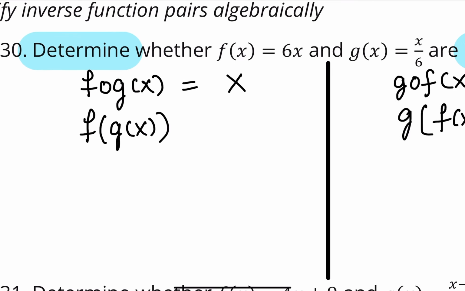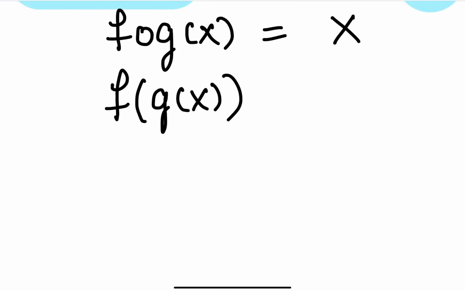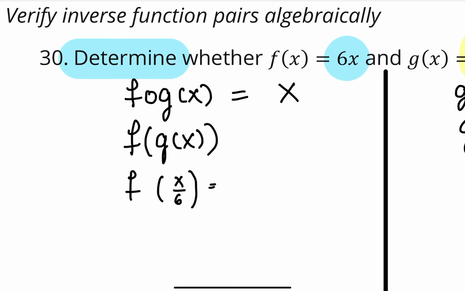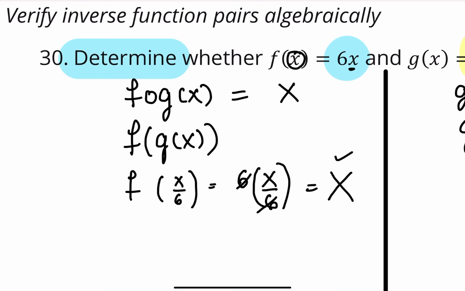So my function f of x is 6x, and my function g of x is x over 6. So the first composition is f of g of x. That means f, what is my function g of x? X over 6. Now I'm going to plug x over 6 into the function f. What is my function f? 6, but instead of x, what do I plug in? X over 6. The 6 gets cancelled. What do I end up with? X. Check. One is checked.